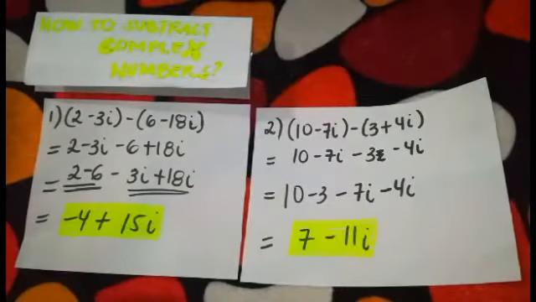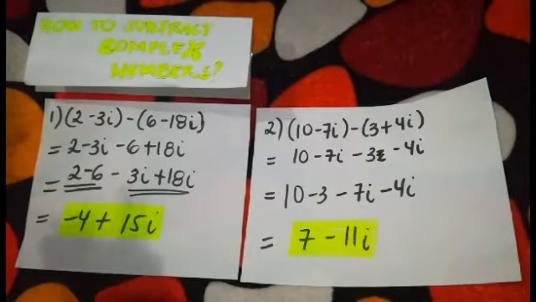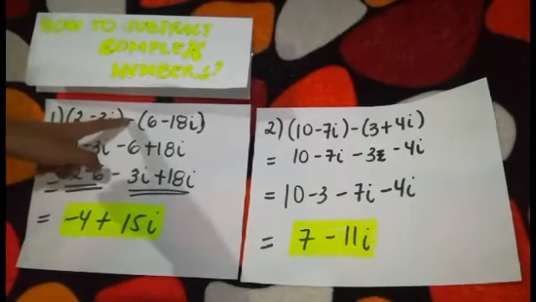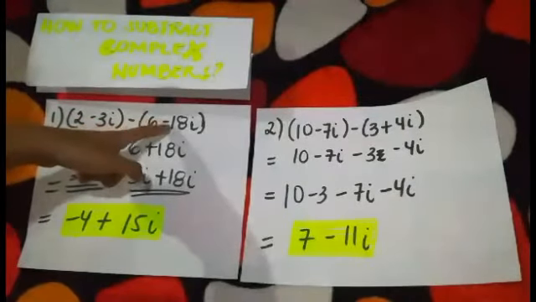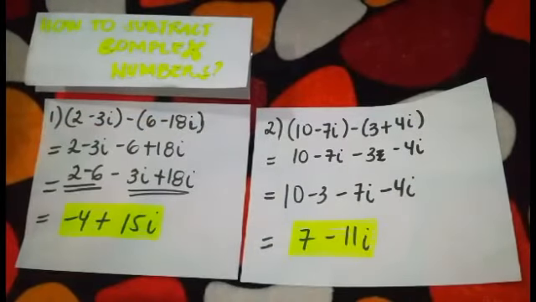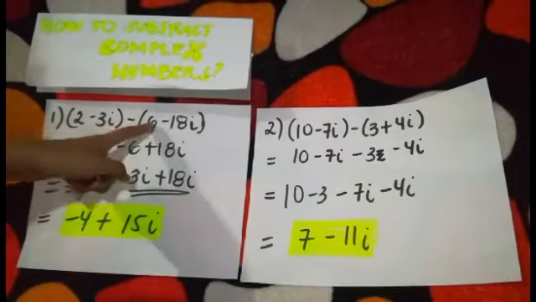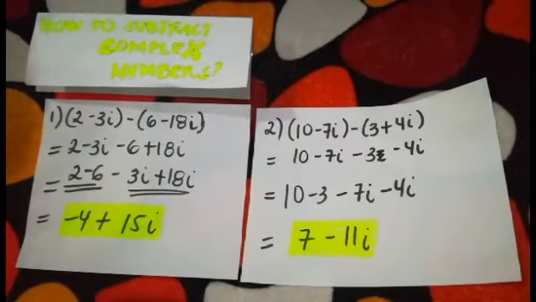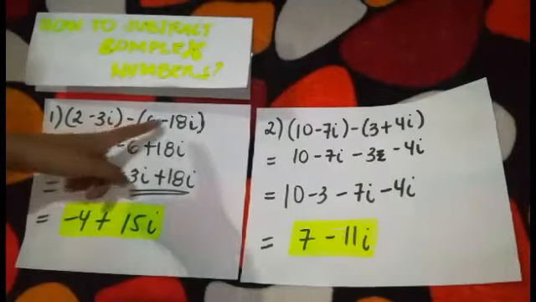How to subtract complex numbers? The same as how we add the complex numbers. We subtract the real numbers and the imaginary numbers. For example, 2 minus 3i minus 6 minus 18i. The real numbers are 2 and 6. The imaginary numbers are 3 and 18.